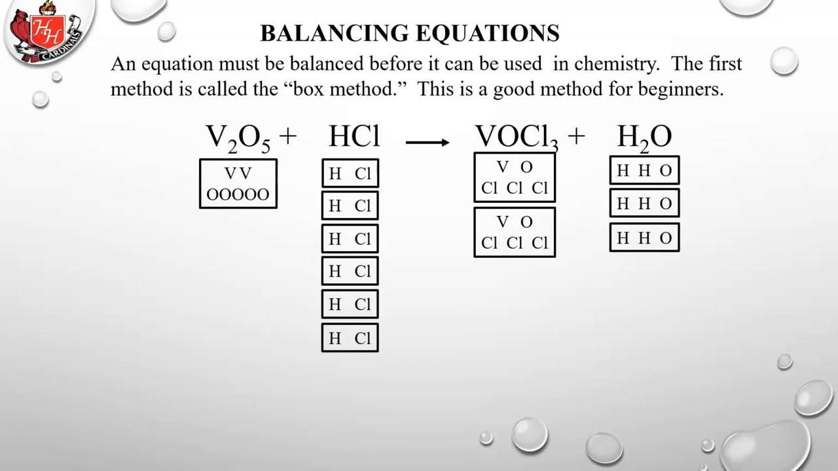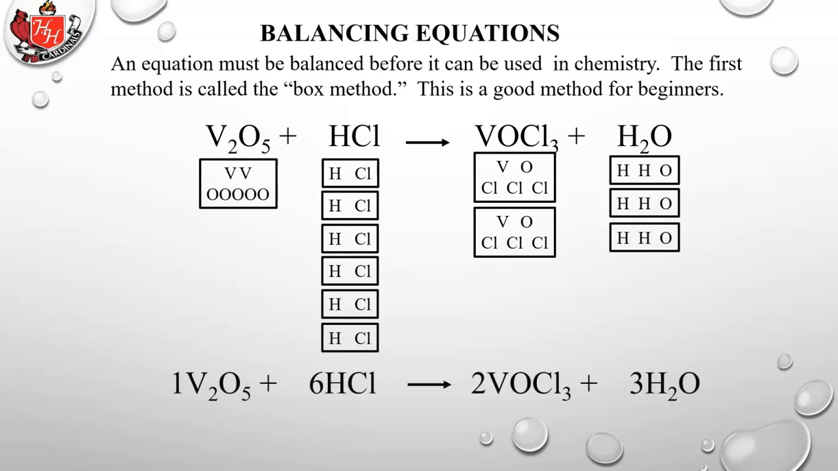So how many boxes do we have of V2O5? We have 1. We have 6 of HCl. We have 2 of VOCl3. And we have 3 of H2O. So that's a balanced equation. If you count, you have the same number of hydrogens on the left and the right: 6 times 1 and 3 times 2 over on the right side. You have the same number of vanadiums, the same number of chlorines, and the same number of oxygens on both sides. So that's a balanced equation, and that's what you must have in order to use a chemical equation. It must be balanced. Okay, I'm going to show you another method.